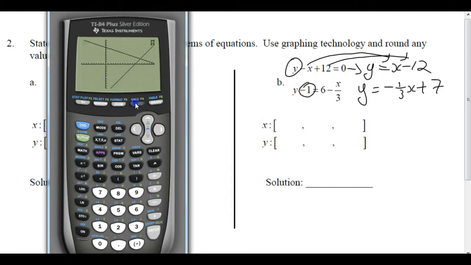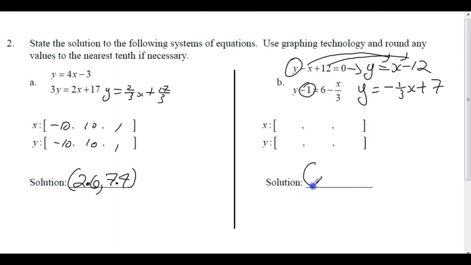Okay, second calc, intersect. Again, move to the point of intersection. Okay, there we go. And then hit enter 3 times. 1, 2, 3. Round. I'm not rounding to the nearest tenth. I don't care what it says. It's 14.25, 2.25. Okay, so if we are rounding, it'll be 14.3 and 2.3.